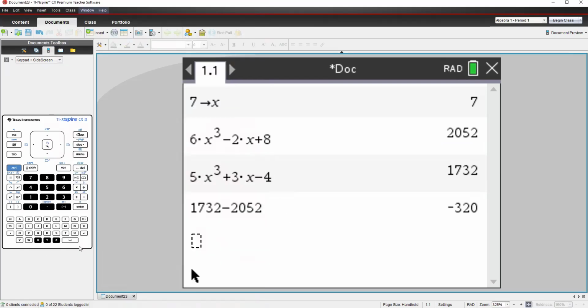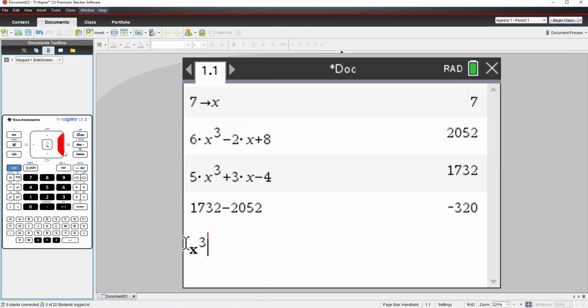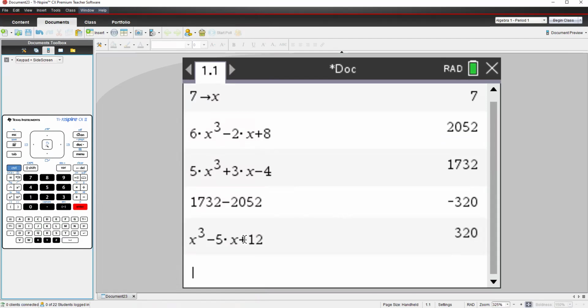So let's go. This is going to be x to the third power minus 5x plus 12 equals 320. Close, but it's not negative, right? So if you look at number 3, it's almost the same expression except the sign is different. Whoops, didn't want to do that. Control Z. All right, so let's go up here.